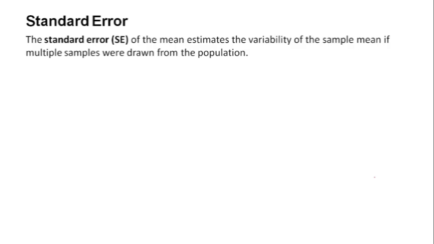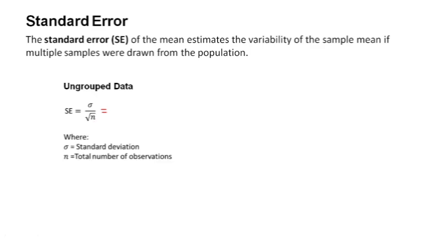So next one is the standard error. Standard error of the mean estimates the variability of the sample mean if multiple samples were drawn from the population. So standard error for the ungrouped data is calculated as standard error equals standard deviation divided by under root n. So by using this formula, you can find out the standard error. For determination of the standard error, first you have to find out the standard deviation, and then you can find out the standard error. Where sigma is the standard deviation, and n is the total number of observations.